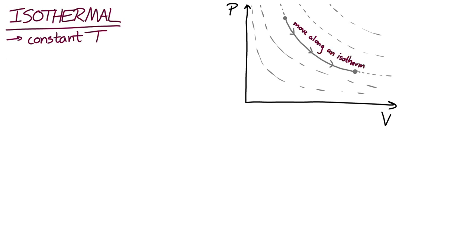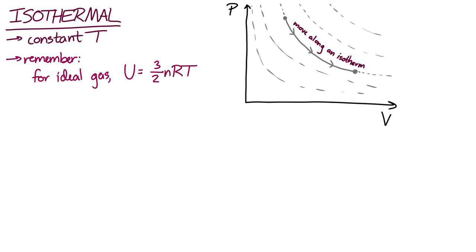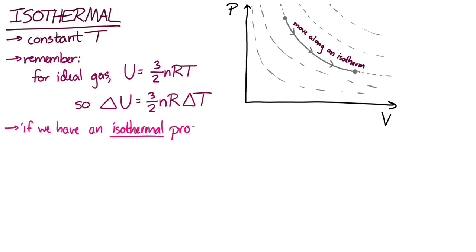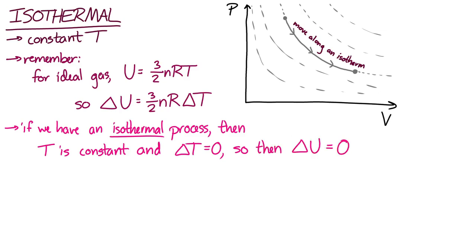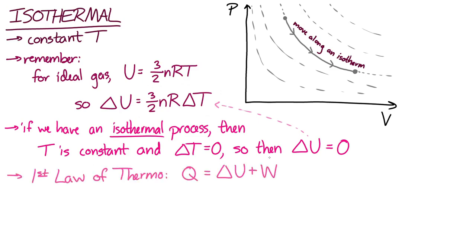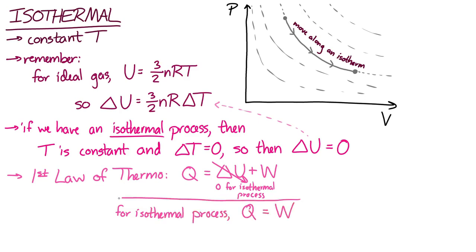Now recall, for an ideal gas, the internal energy is equal to 3/2 nRT. So the change in the internal energy is equal to 3/2 times nR times the change in the temperature. But if we're talking about an isothermal process, then that means that the temperature is constant. The change in the temperature is zero. Well, if the change in the temperature is zero, that means the change in the internal energy is zero, according to that equation. So then the first law of thermodynamics, which is Q is equal to the change in U plus W, well, for an isothermal process, the change in the internal energy is zero. So for an isothermal process, Q is equal to W.